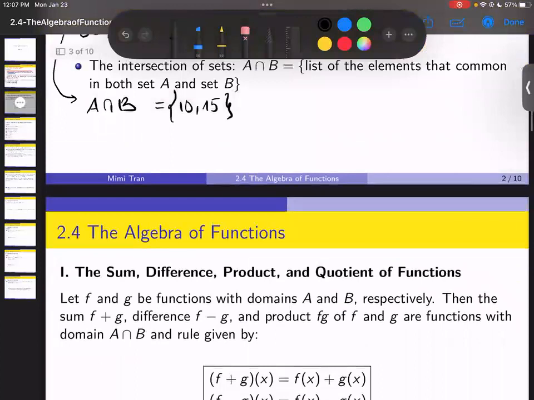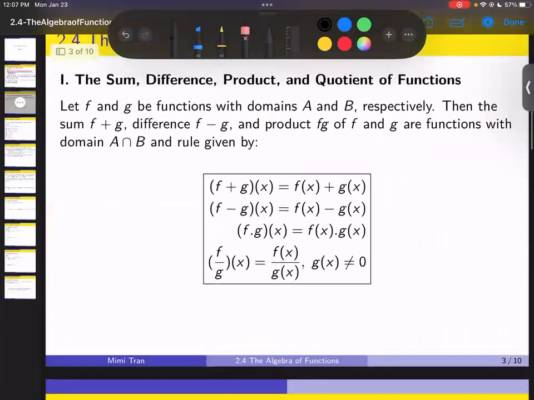All right, now we go to the real deal. Let f and g be functions with domains A and B. So the domain of f, we're going to call that the set of all numbers that satisfy f. We call that set A, and then the domain of g is the set of all numbers that satisfy g, I mean, that doesn't make it undefined. We call that B. Right? Then the sum f plus g, the difference f minus g, and the product f times g of f and g are functions with the domain A intersection B.